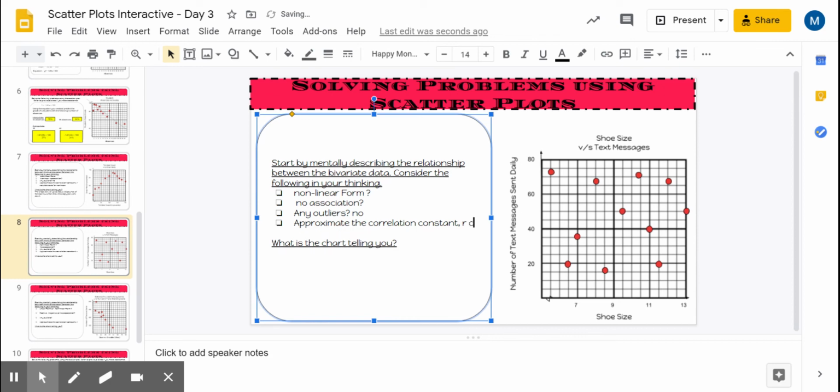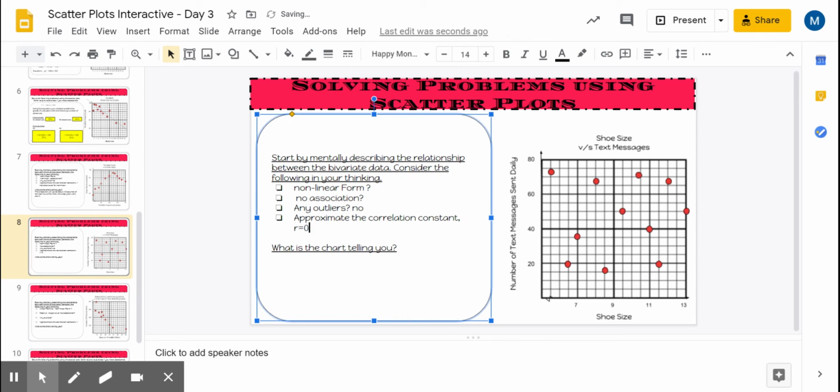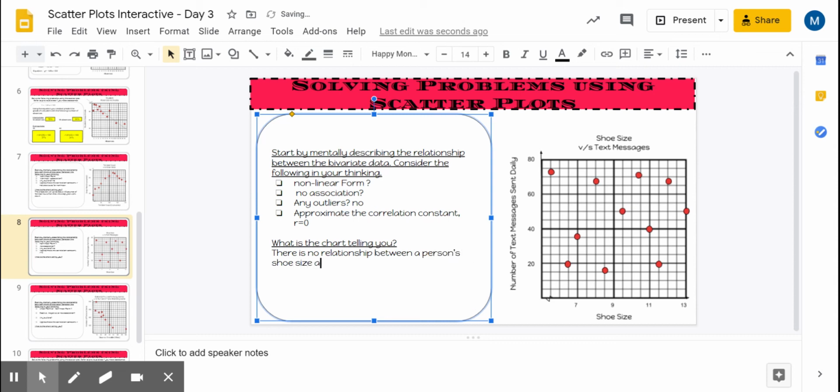Actually, I said that wrong. We can find it. These are the ones that have a correlation constant of 0 when there seems to be no correlation between the two variables. So this one is truly the one that's 0. Okay, and what this chart is telling me is that there appears to be no relationship between shoe size and number of text messages. There's no relationship between a person's shoe size, number of.